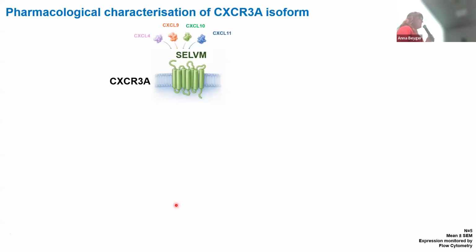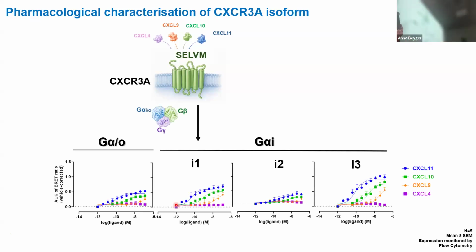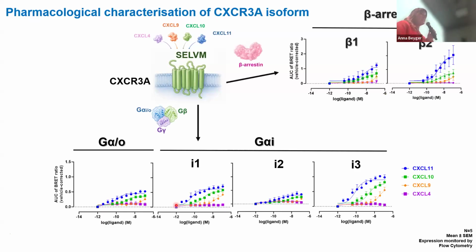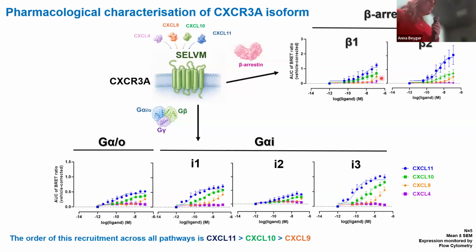When we look at pharmacological characterization of the CXCR3A isoform, we stimulated this receptor with 4 of the endogenous chemokines and measured how it responds with G alpha i/o proteins. What we saw is that this receptor is not really selective, and it recruits 3 of the chemokines quite well, except CXCL4. Then when we measured this at beta-arrestin, we saw that the profile is also quite similar, except CXCL9 recruits beta-arrestins to a lesser extent. The other thing we saw is that the order of recruitment, pretty much in all cases of arrestin and G protein pathways, followed CXCL11 being the most potent chemokine, then CXCL10 medium, and CXCL9 being the weakest.